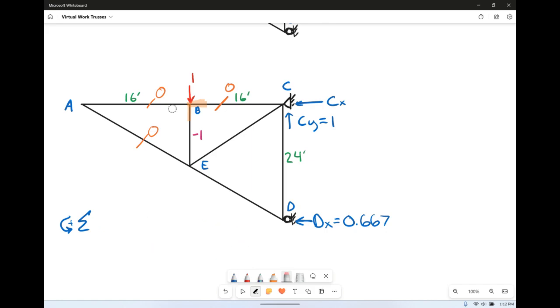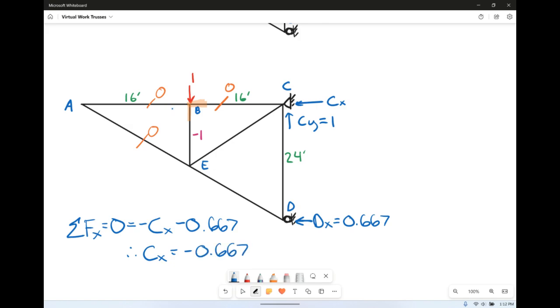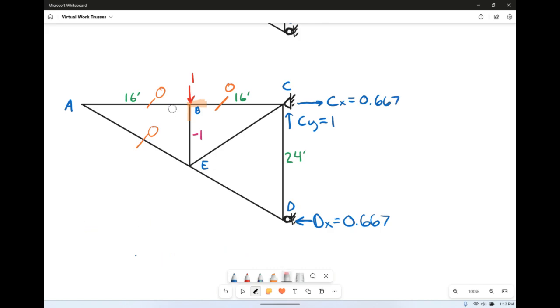Next, we can sum the forces in the x direction and set that equal to 0, and we've got negative CX, and we have minus DX as well, which is 0.667. So CX is negative 0.667, and the negative sign means we drew it in the wrong direction. So CX is actually going that way, 0.667. Now what we need to do is find all of our member forces.